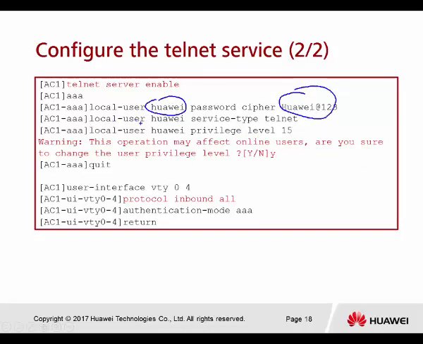Then again, typing the same command line, local user Huawei. This user account can only be used for Telnet. And we give it privilege level 15. In Huawei, privilege 15 is the highest one. After you assign this, they can do whatever they want. But of course, you must give the correct password.